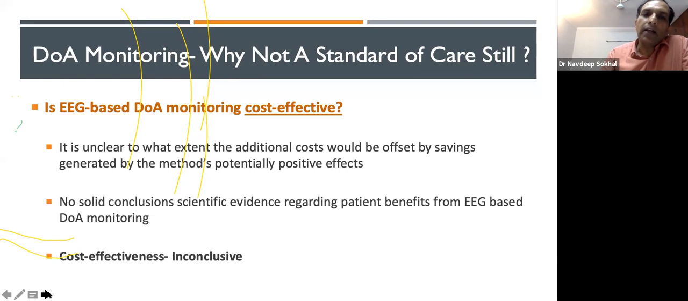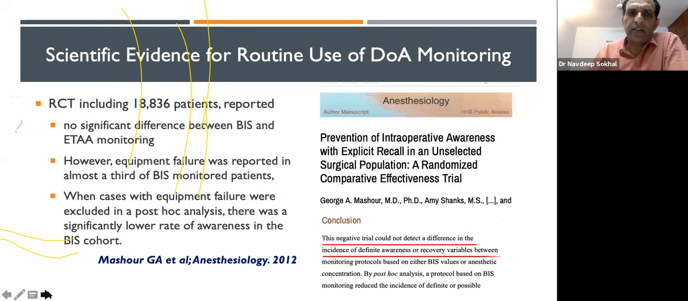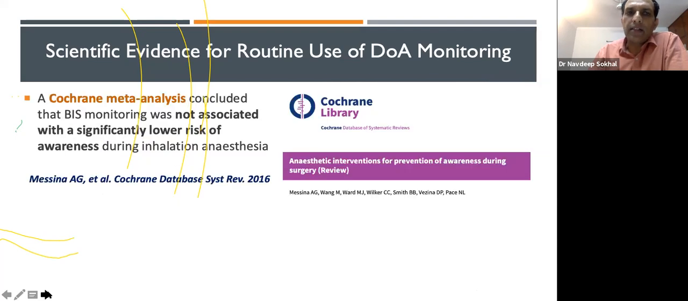So when all the questions remain inconclusive, there is no standard guideline which recommends the use of these monitors as a standard-of-care monitor. But yes, for patients who are at high risk and in TIVA, where you cannot monitor depth of anesthesia using anesthetic gas concentration, these are good options for us. As I discussed just now, there is some evidence in favor, and some against.